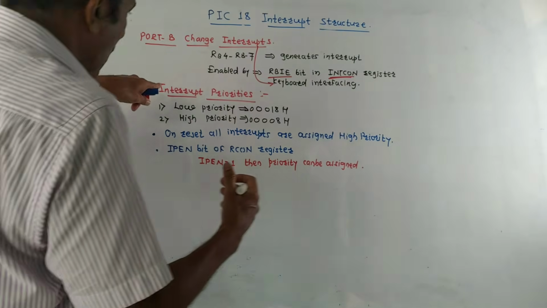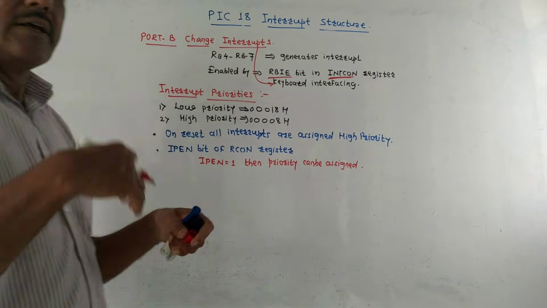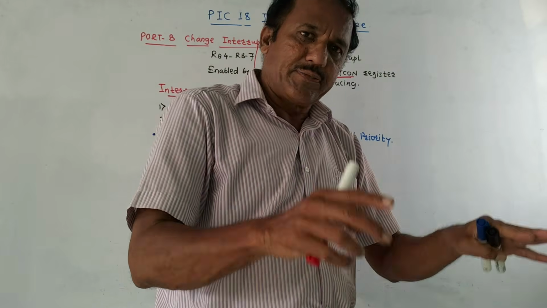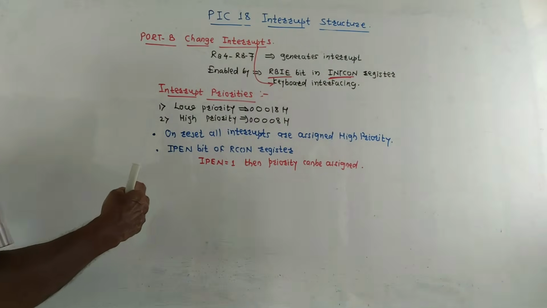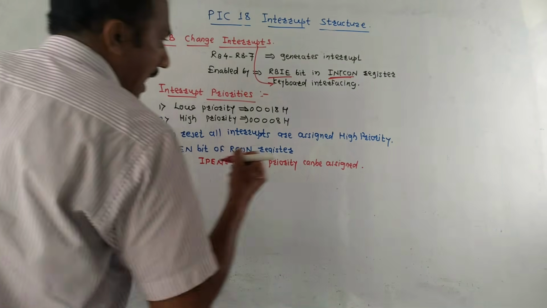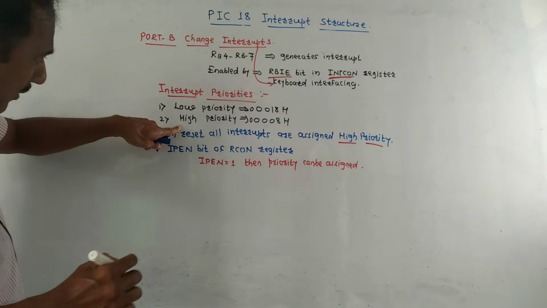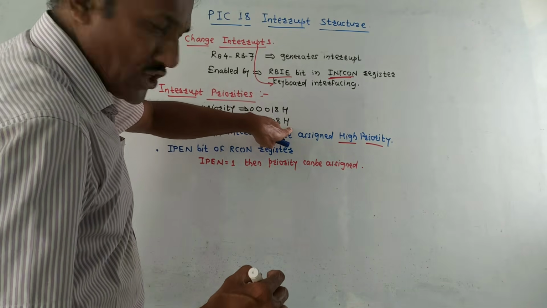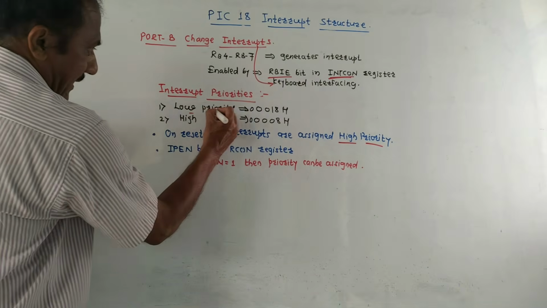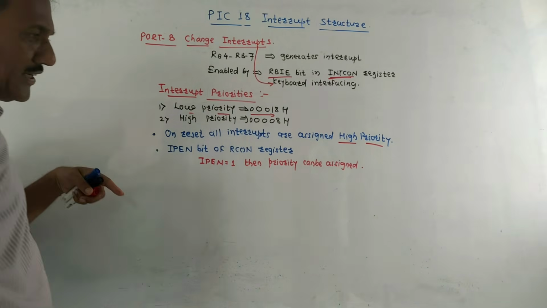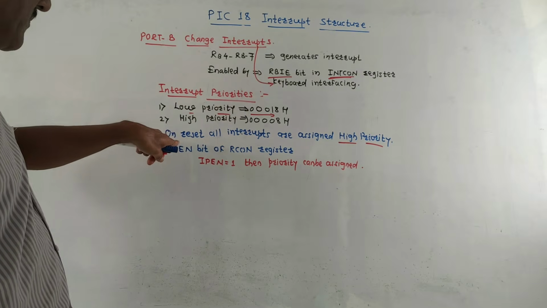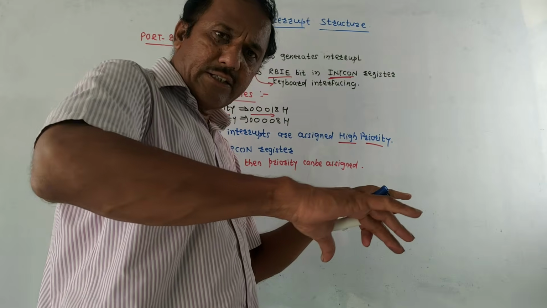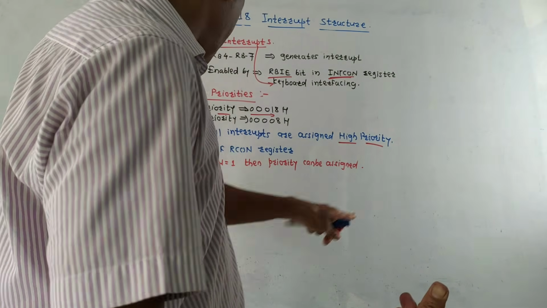Now let us discuss how to assign the interrupt priority. Look, after resetting, all interrupts are assigned a fixed priority, that is all interrupts are assigned a high priority. High priority interrupts have the address 00008H in the memory location, whereas low priority are related to address 18H in the memory location.